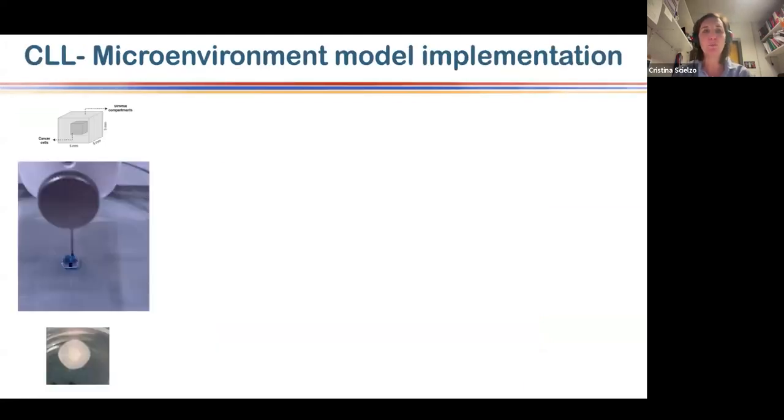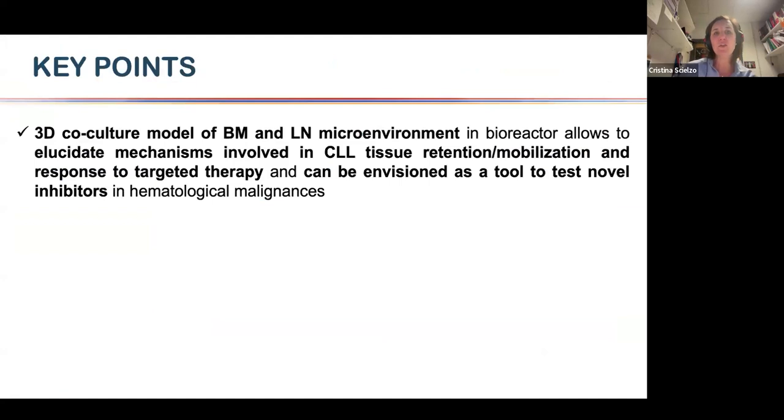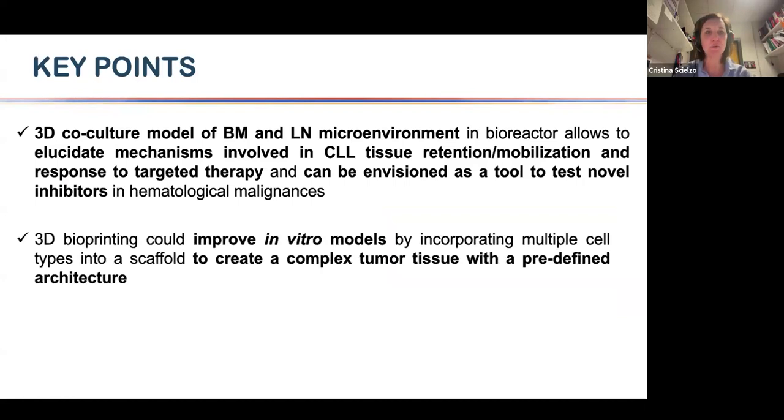So then you can move to implement your models, for instance, to print cancer cells inside, as in our case, with the stromal compartment outside. And now we are doing that and also performing drug testing in this context. So I think I showed you that 3D co-culture model of bone marrow and also lymph node microenvironment, coming soon in the bioreactor, allows us to elucidate mechanisms involved in leukemia cell retention and mobilization and response to targeted therapy. It can really be envisioned as a tool to test novel inhibitors in hematological cancer, but not only.